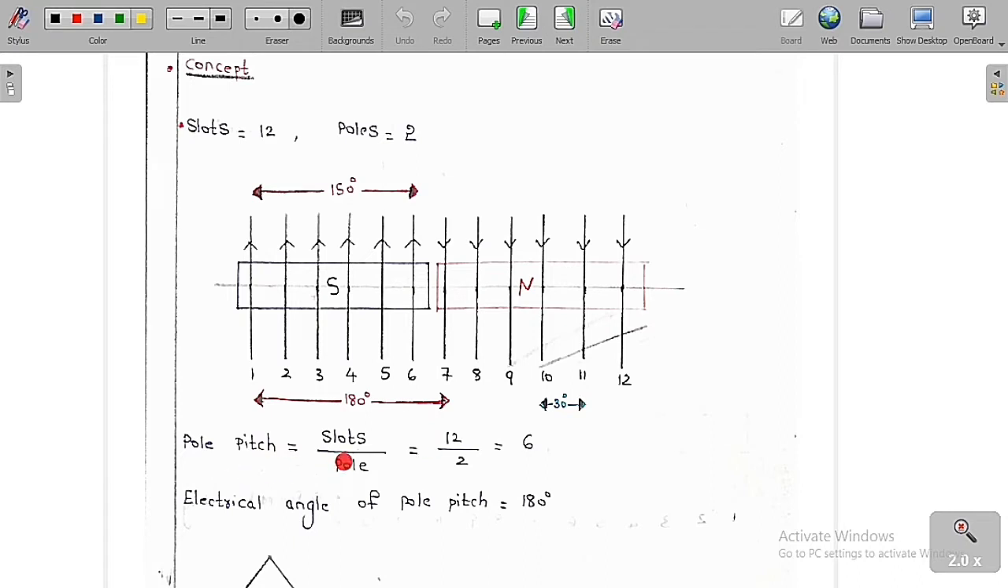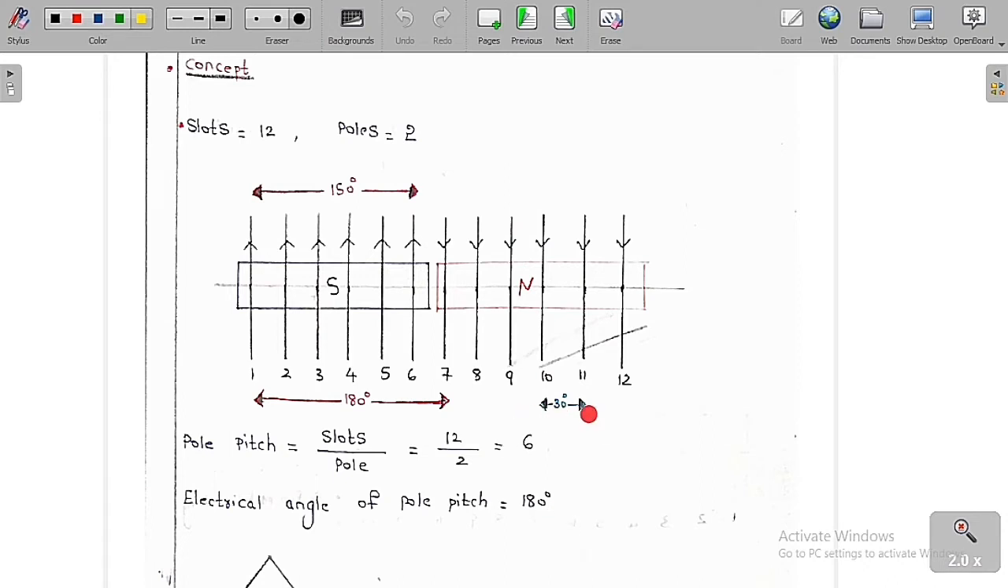Pole pitch is the ratio of the total number of slots by total number of poles. In this case, the total number of slots are 12 and the number of poles are 2. So 12 by 2 is 6. So for 6 conductors, we are going to assume one pole and the remaining 6 for the other pole. And the electrical angle of a pole is always equal to 180 degree, which I have already told you.